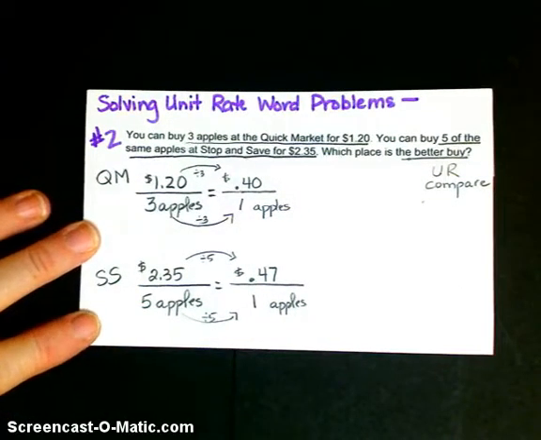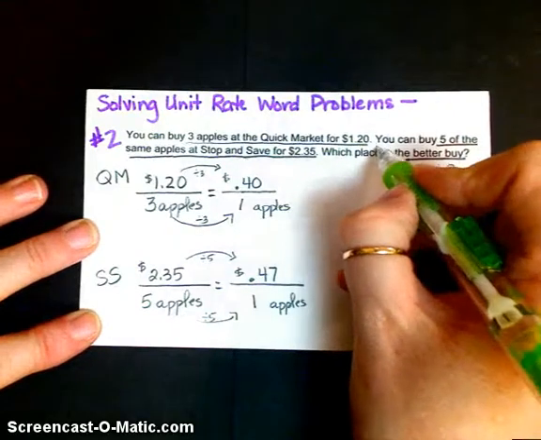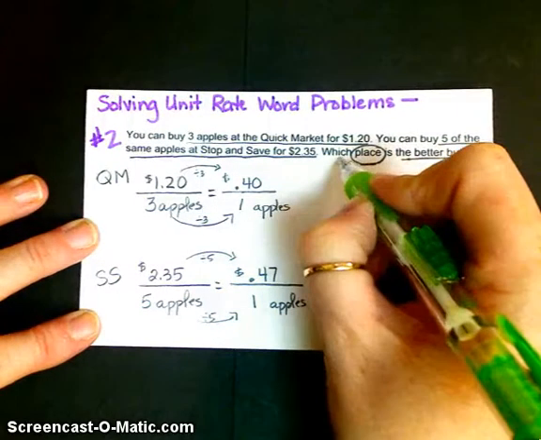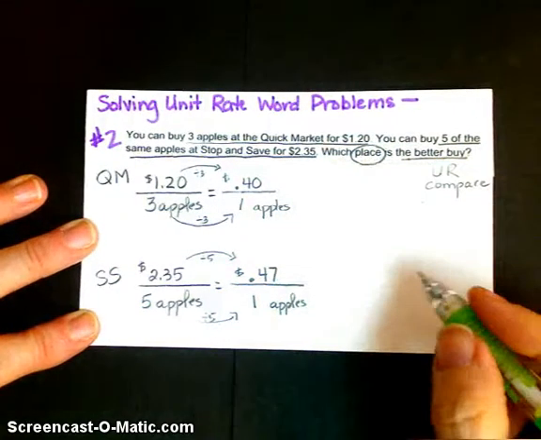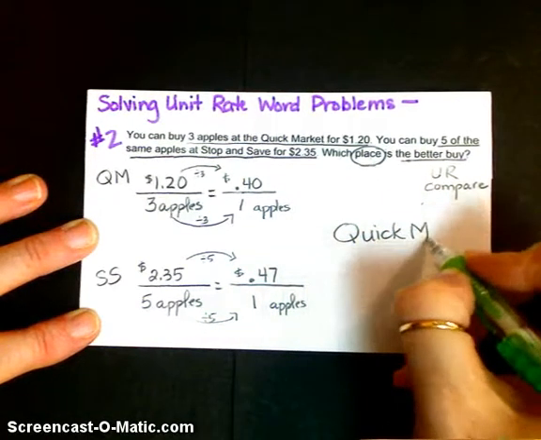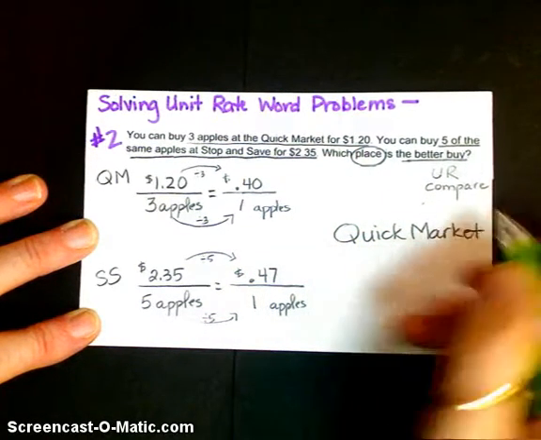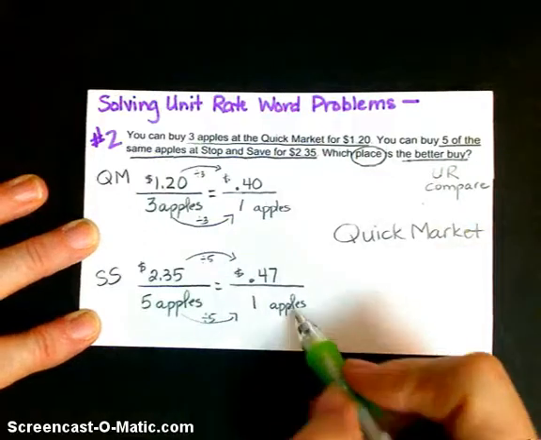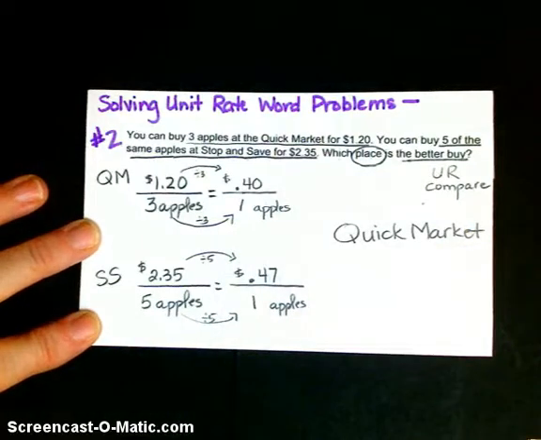So which one has the better buy? It's not the price they're asking for, it asks for which place. So my answer is going to be the Quick Market, because 40 cents an apple is cheaper than 47 cents an apple. It's a better buy.